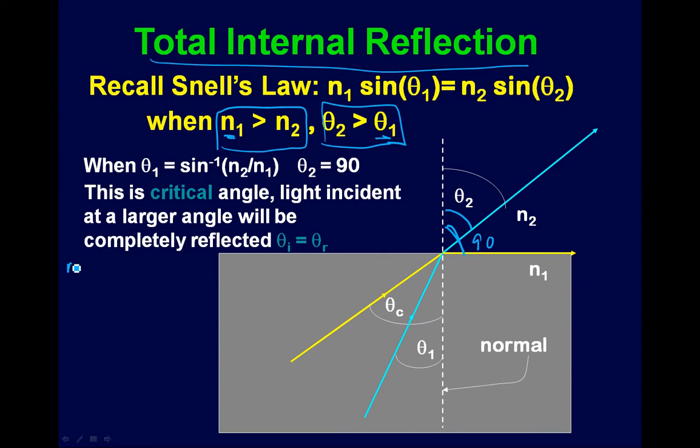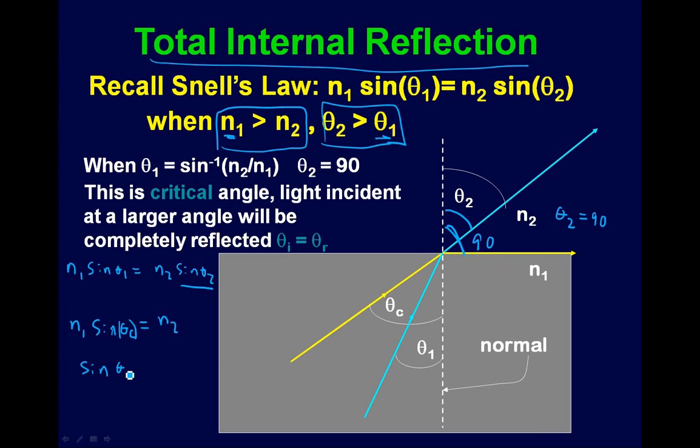Basically, if I was to prove this, I would say N1 sine of theta 1 equals N2 sine of theta 2. And what I'm finding is when theta 2 is equal to 90, sine of 90 is equal to 1, and so it equals N2. So it's N1 sine of, and we usually call this the critical angle. This says that N1 times sine of the critical angle equals N2.